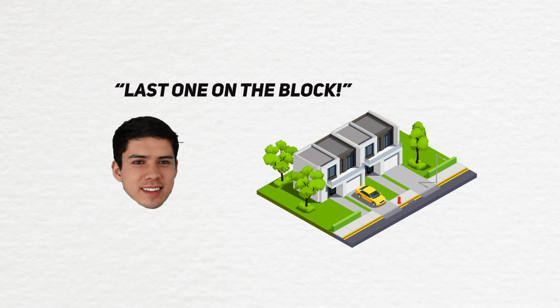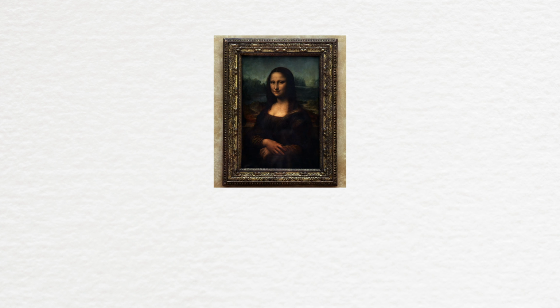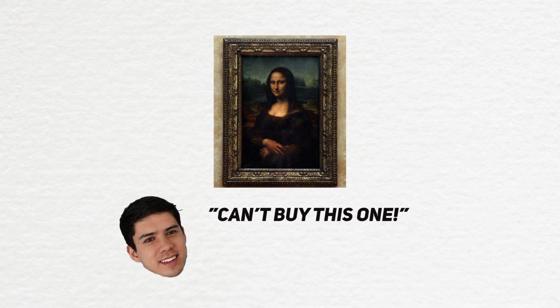Another example would be land. You can't have two plots of land that are exactly identical. The Mona Lisa is also a non-fungible good because there's only one of them. It can't be replaced. So a non-fungible token is a unique and non-interchangeable unit of data stored on the blockchain. It's basically proof that you own a particular asset.